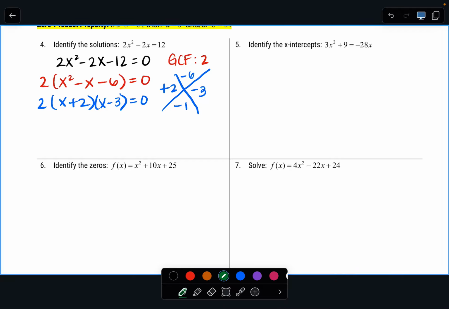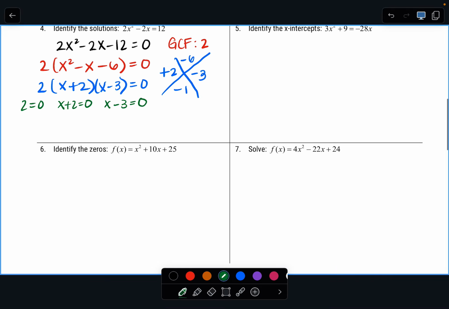In order to solve, you have to take every single factor and set it equal to 0. So technically, I'm going to take the 2, set it equal to 0. I'm going to take the x plus 2, set it equal to 0. I'm going to take the x minus 3, set it equal to 0. And this is where I'm going to get my solutions. So 2 of them should be pretty straightforward. We should get x equals 3, and we should get x equals -2, because I just subtract 2 from both sides and add 3 to both sides.